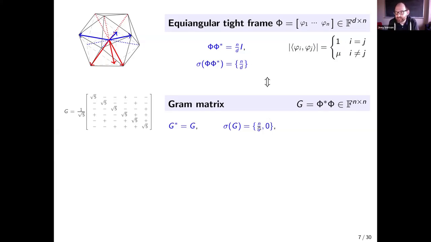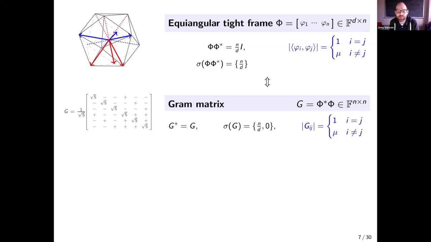Here I'm going to have n over d, d times. I still need n minus d more eigenvalues, and those will have to all be 0. So I could just look for that condition. And then the equiangularity part, that's just looking, like in the last slide, off the diagonal. I need to have 1s on the diagonal, but off the diagonal, I need to have this constant value I call mu.